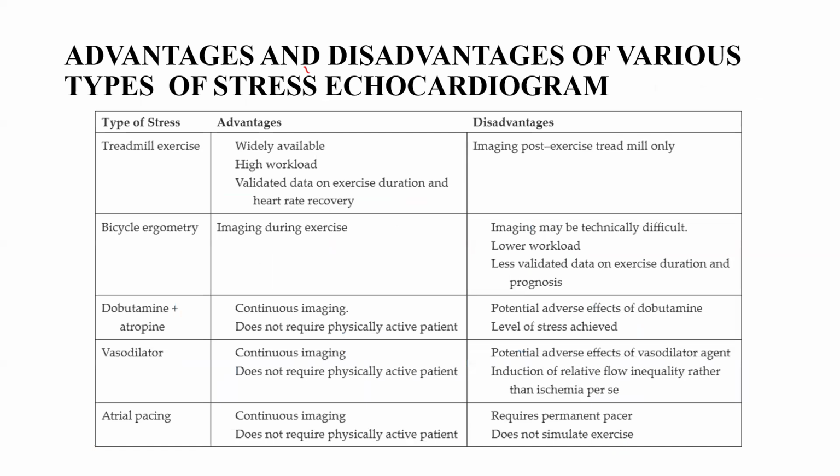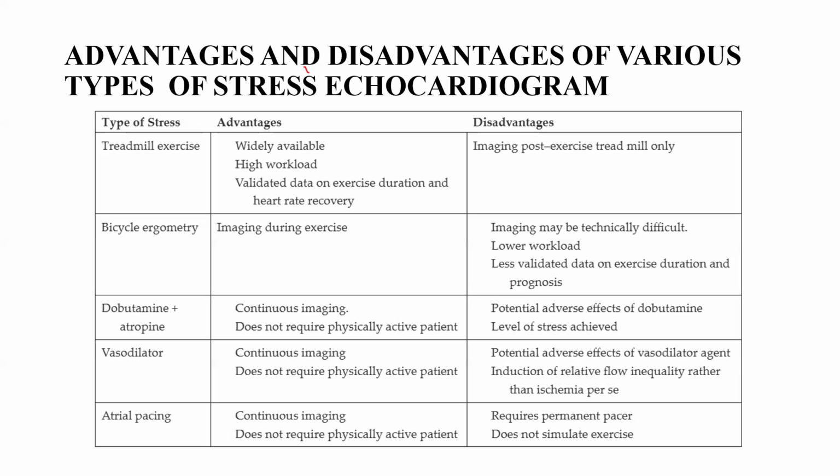Now, these are the advantages of the various modalities and disadvantages. So treadmill, high workload, there's a lot of data on it. The disadvantage is that it's only post-exercise that you can do the imaging. For bicycle, you can do the imaging during the exercise. The disadvantage is that they mostly will not achieve the workload that you want compared to treadmill stress tests.